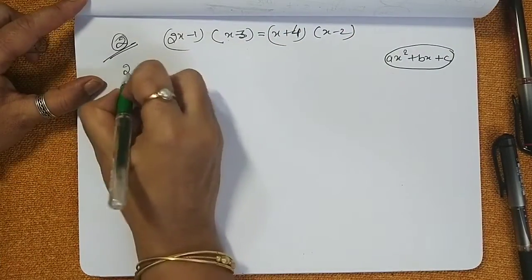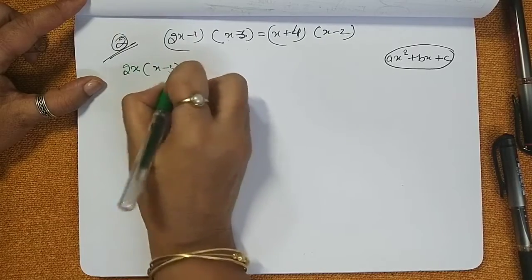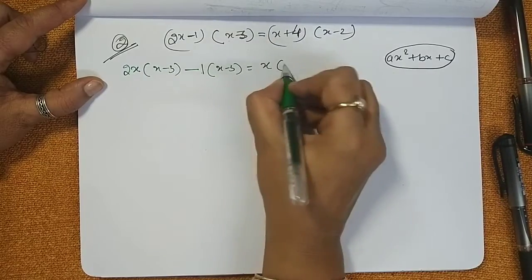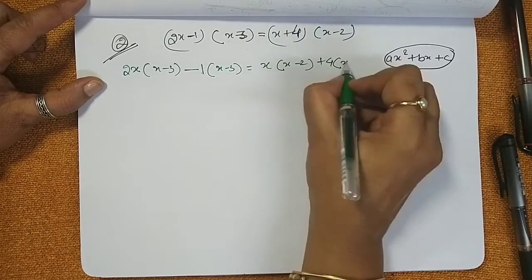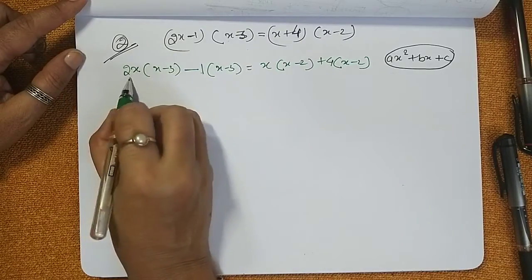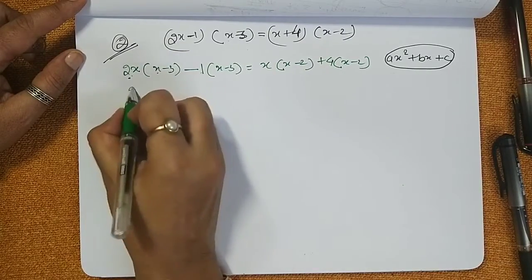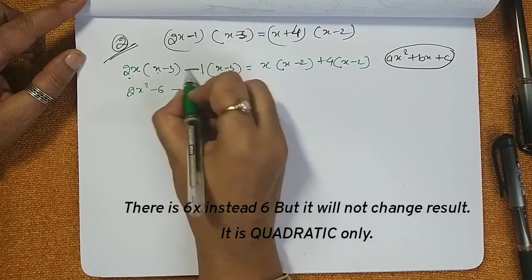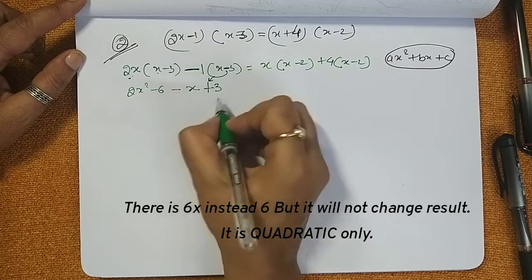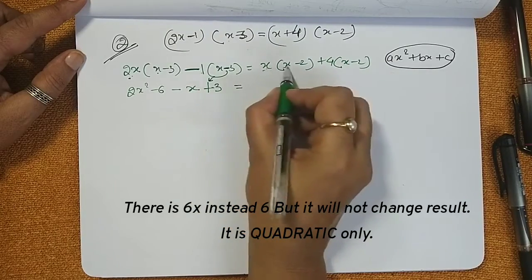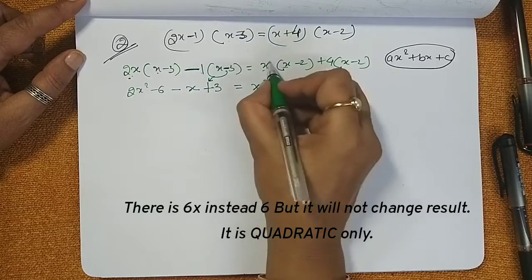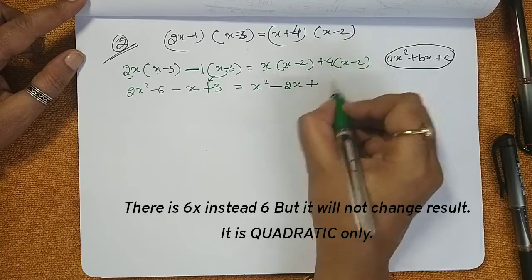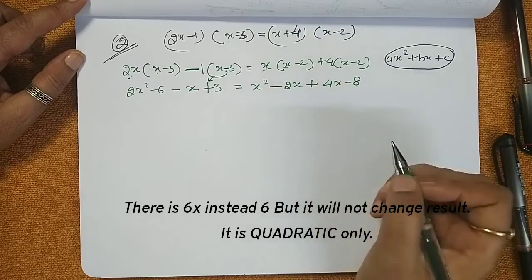So let me multiply 2x with x minus 3, minus 1 into x minus 3, is equal to x into x minus 2, plus 4 into x minus 2. So now you multiply this with this and this with this, correct? So 2x square minus 6x minus x plus 3. You see, because minus is there, this minus will become plus. That is equal to x into x is x square, minus 2 into x is 2x, plus 4 into x is 4x minus 8.